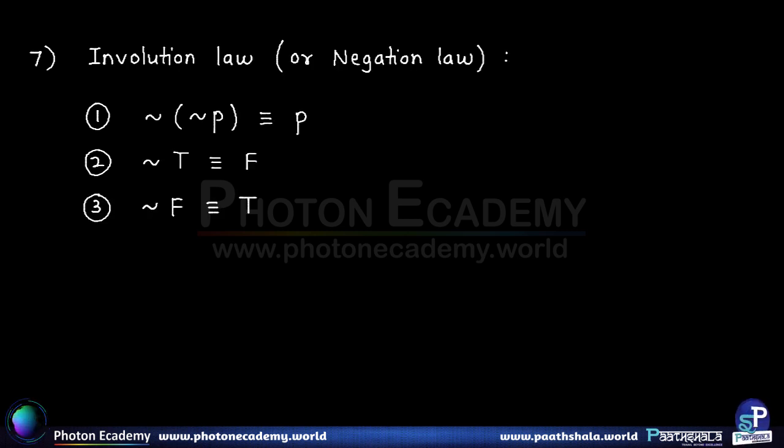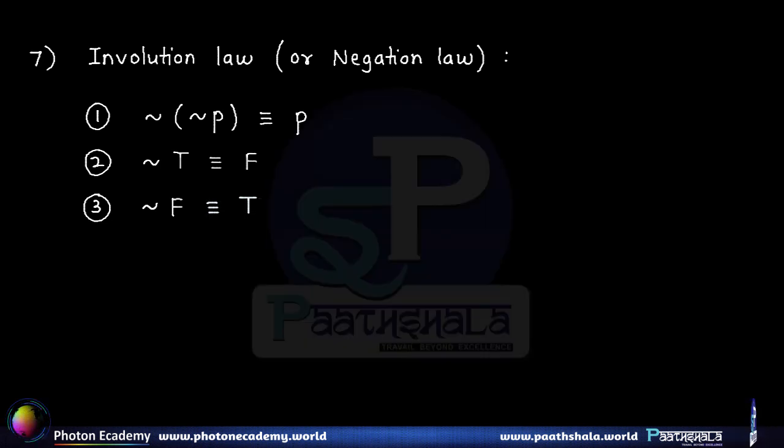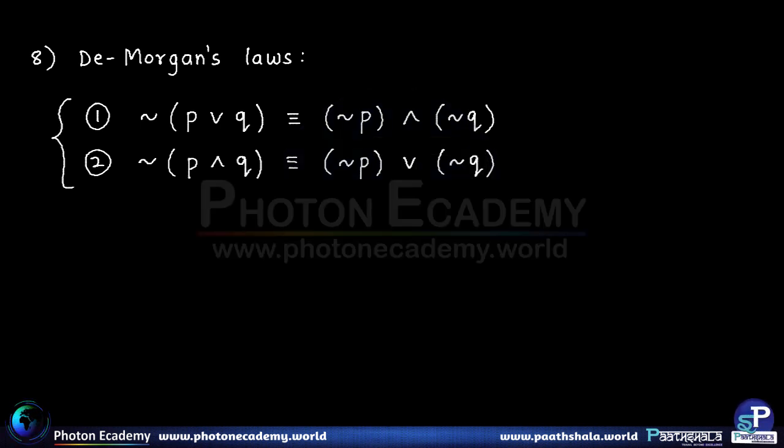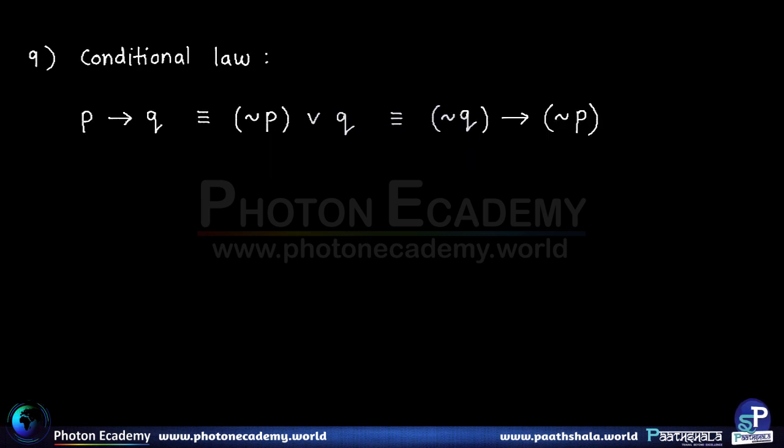Then we have the involution law, or basically that's the negation law. So negation of negation P is P, that we know, that's very trivial. Then negation of true is false and negation of false is true. That is also a very fundamental definition. Then we have De Morgan's laws, which we have already seen, which give the negation of conjunction and disjunction. So while doing that, we negate individual statements and replace AND with OR and OR with AND.